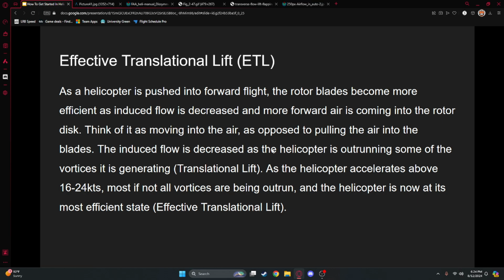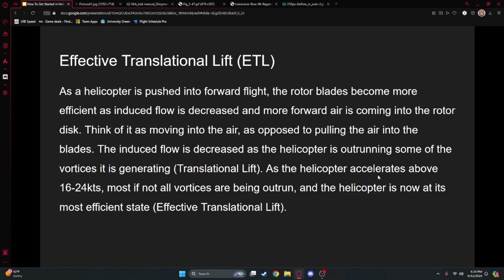Think of it as moving into the air as opposed to pulling the air into the blades. As you're moving forward, the helicopter is flying into air instead of hovering, where it's pulling air into the top. We kind of went over that in the last video, I think. So, the induced flow is decreased. The helicopter's outrunning some of the vortices it's generating. That is translational lift.